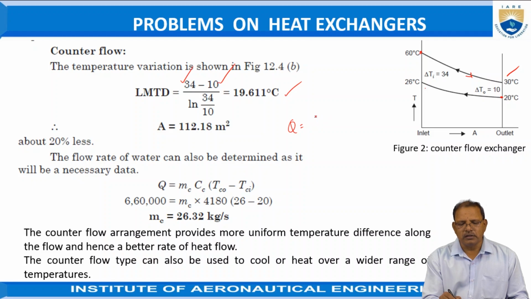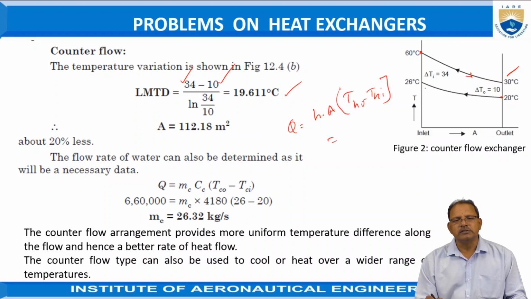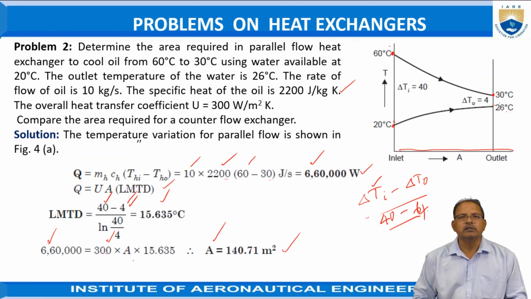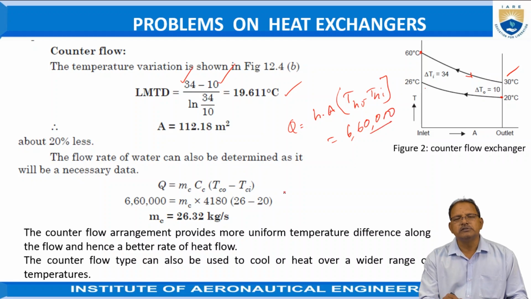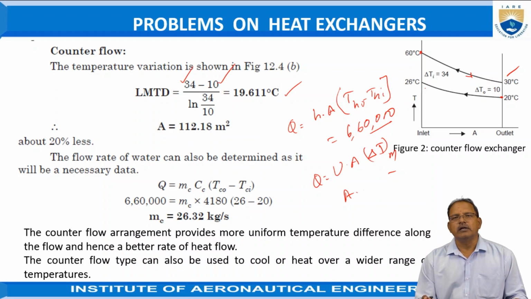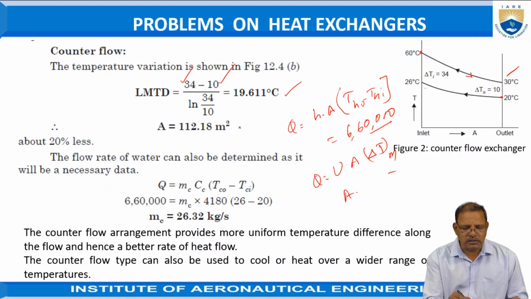Substituting the values into the equation, Q is equal to U into A into delta T M. Already, as in the previous case, we determined Q is equal to 6,60,000 watts. By substituting these values in the equation, from this relationship we get A equal to 112.18 meter square.